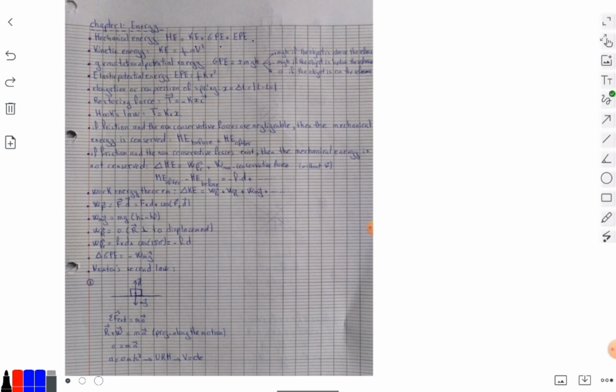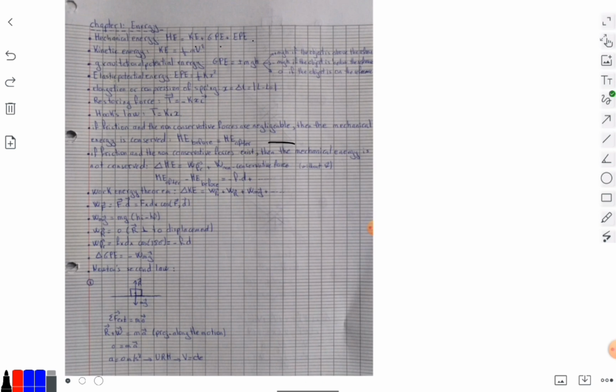If friction and the non-conservative forces are negligible, then the mechanical energy is conserved. So we obtain ME before equals ME after. If friction and the non-conservative forces exist, then the mechanical energy is not conserved. So delta ME equals work of friction plus work of non-conservative force. So we obtain ME after minus ME before equals minus F times D, since the work of friction equals minus F times D, plus the work of non-conservative force.